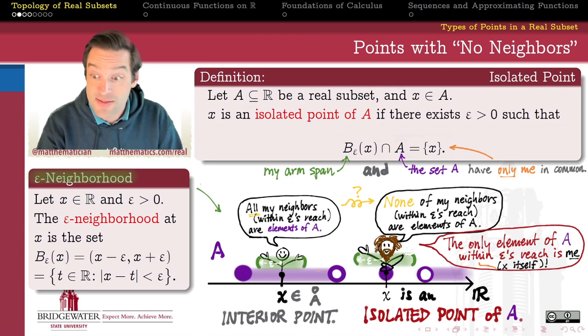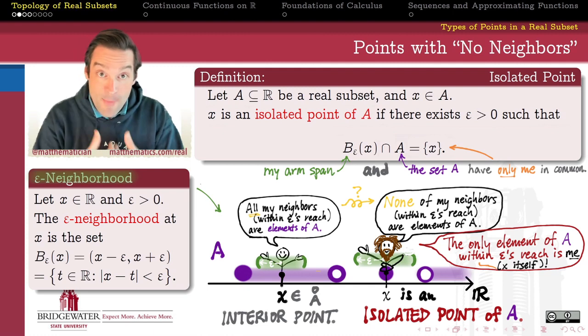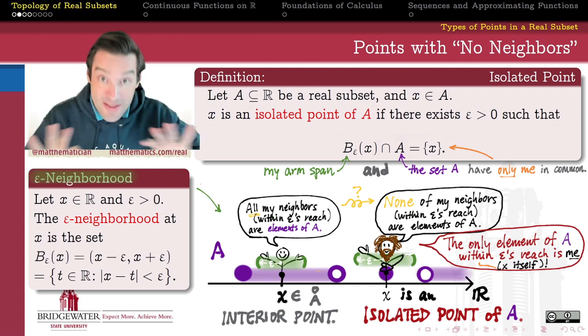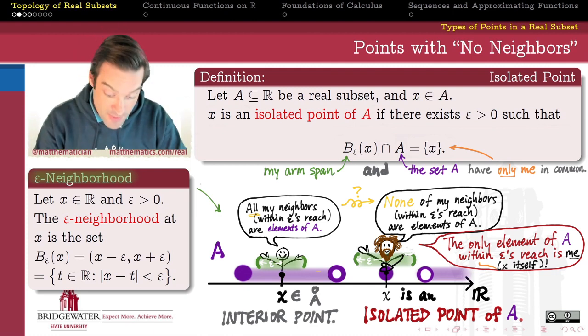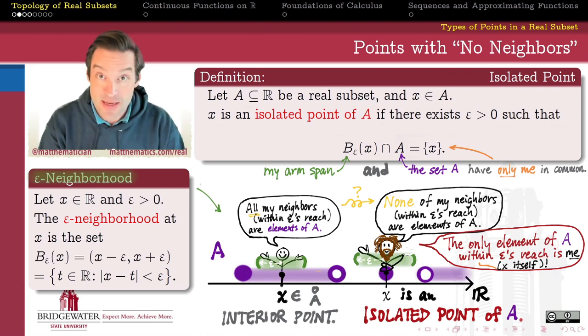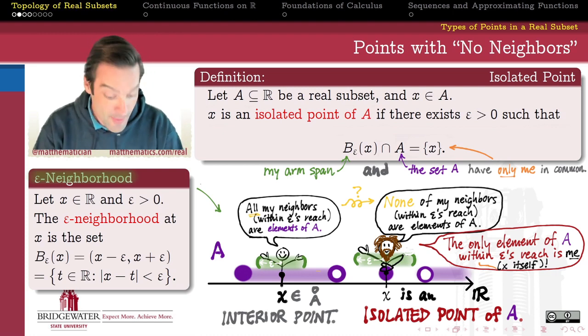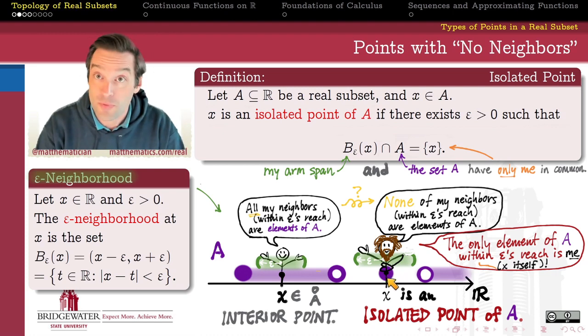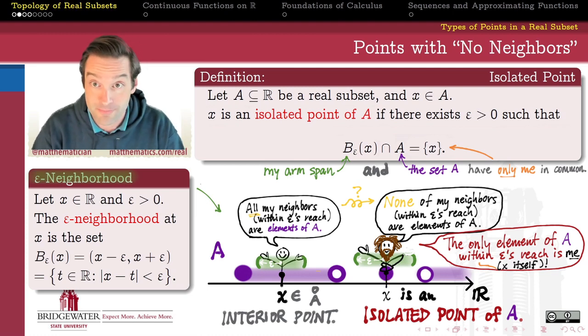Another way that analysts sometimes say this is: I am bounded away from the rest of the set A by a minimum distance of at least epsilon. Everything in A except for me is at least epsilon distance away from me. So I am out on an island by myself with respect to the rest of the set A.